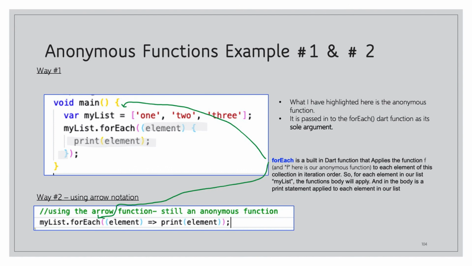Can you compare the two? And can you see what will happen here? For each element in our list, myList, the function body will apply. And in the body is a print statement applied to each element of the list. So when we're done calling these functions, it will simply print out 1, 2, and 3. Both will work exactly the same way.